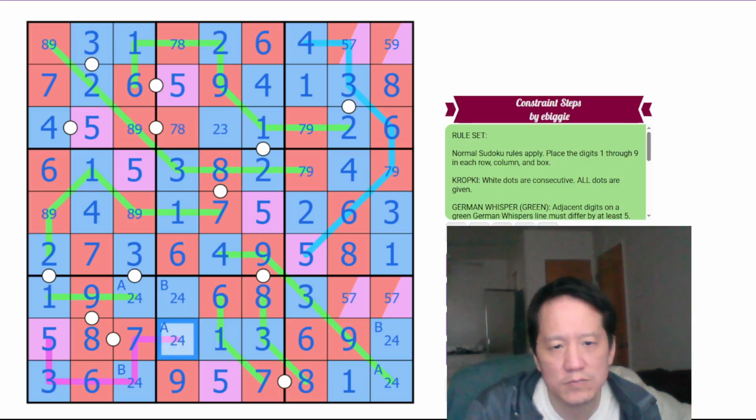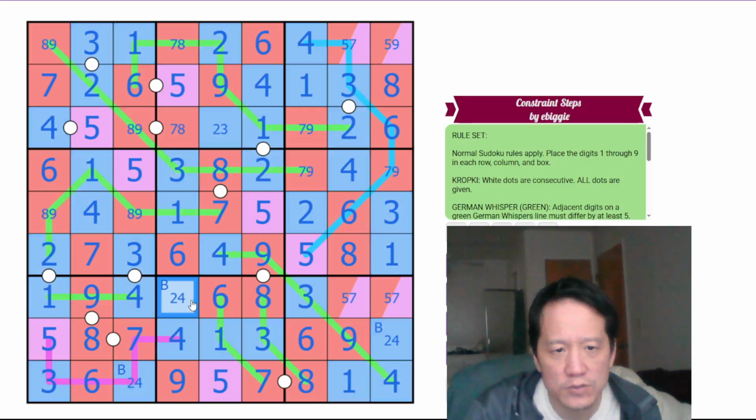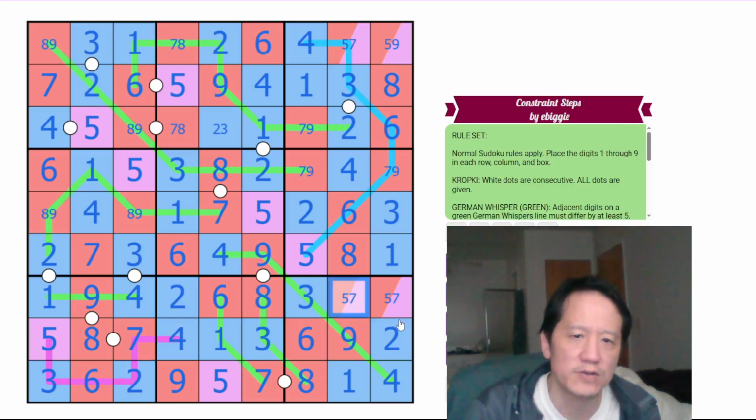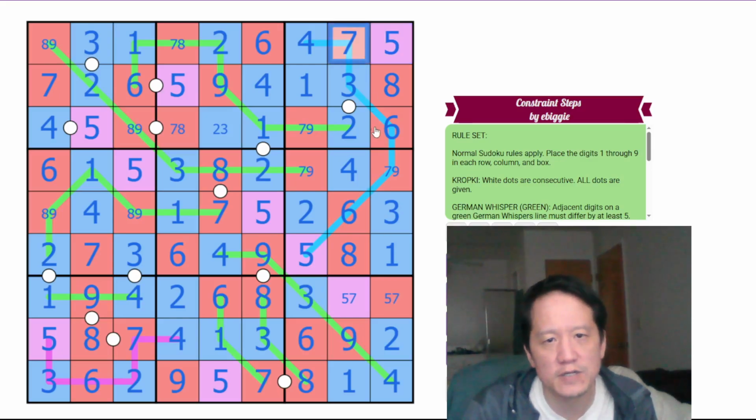This can't be 2. There you go. Because it's next to a 1. So the A's are all 4s. And the B's are all 2s. So these are 2. This cannot be 7 because it's consecutive with an 8. So this must be a 5. This can't be red. This can't be pink. This can't be pink. This can't be red. So this is 5, which makes that 7.